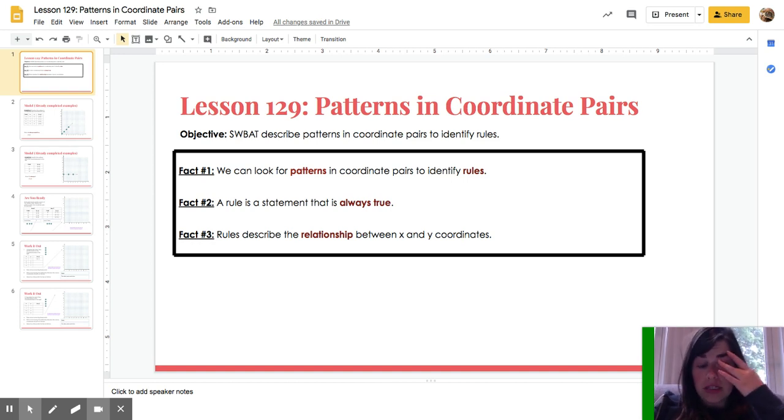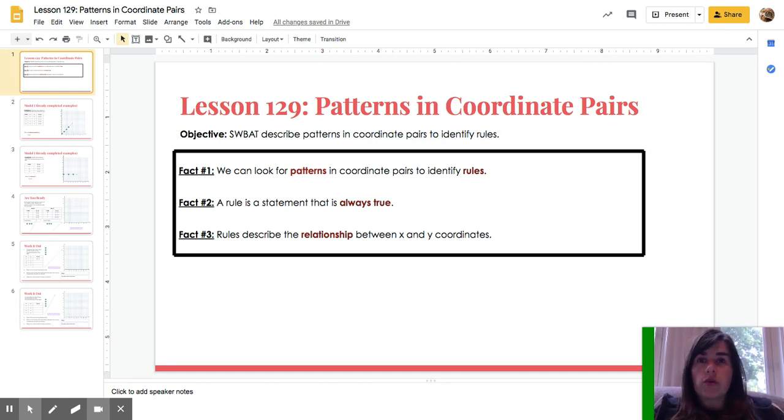Today we're doing lesson 129, patterns and coordinate pairs. It's a little bit of a step up from the lessons we've been doing previously, so if it takes you a little bit of time to get used to it, that's fine. Try to look back at the examples if you need help. So today we're going to be able to describe patterns and coordinate pairs to identify rules.